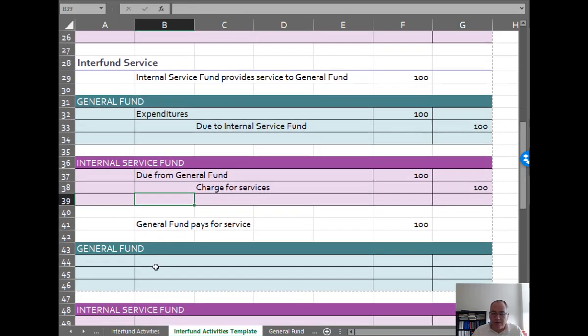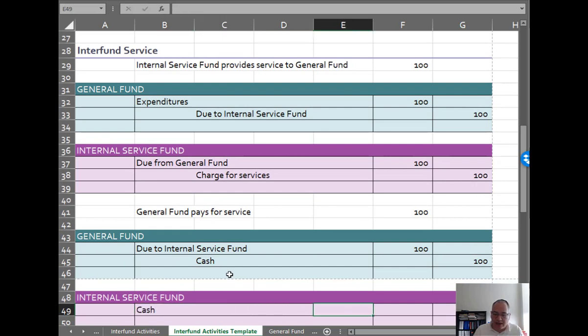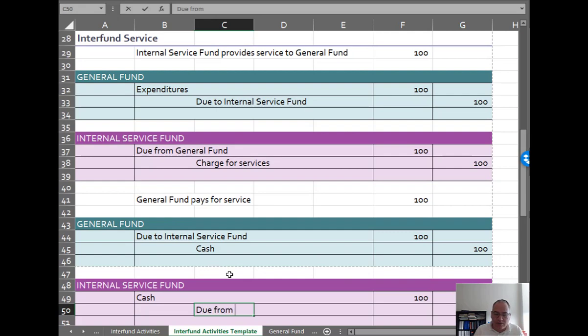And then the general fund pays them back $100. So the general fund is going to credit cash for $100 and debit due to internal service fund $100. And the internal service fund is going to debit cash for $100 because they're receiving the money, and credit due from general fund $100.